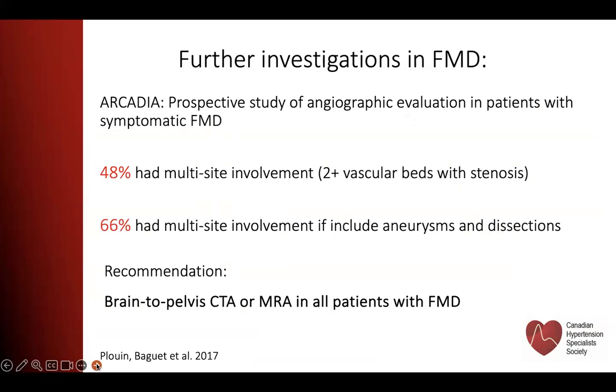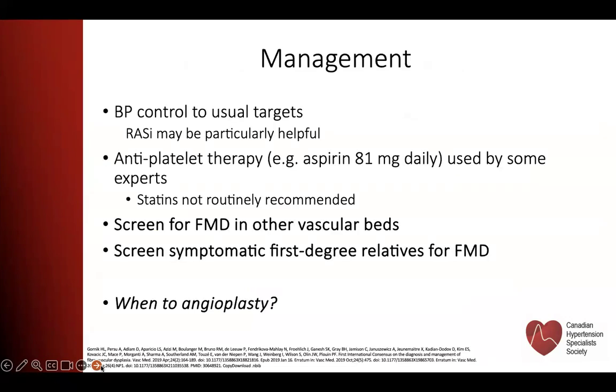And in this study, 48% had multi-site involvement. So they found more than 1 vascular bed, or 2+ vascular beds, with stenosis. And if you included the aneurysms and dissections that were found, almost 2/3 had multi-site involvement. And so this study has really prompted the recommendation that all patients with FMD at 1 arterial bed should have brain to pelvis CTA or MRA to look for FMD at other sites.